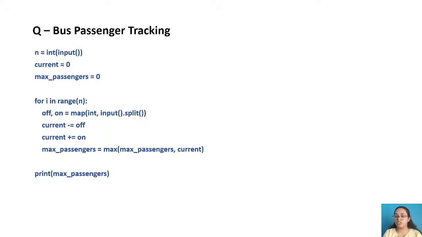Now let's see how the code can be written for this. The main thing is you have to take the input accordingly. First, n is equal to int input, so 4 will be given here. Now you initialize two variables, just like I said, where you will be calculating the current number of passengers and the maximum passengers at that time. Current is initialized with 0, and maximum passengers is also initialized with 0. Then for i in range n, because there are 4 lines of input that you will be getting.